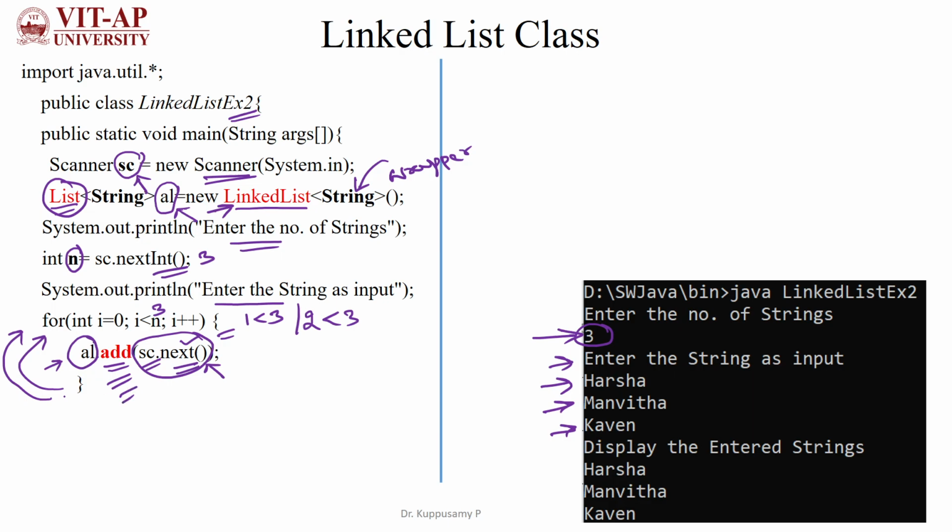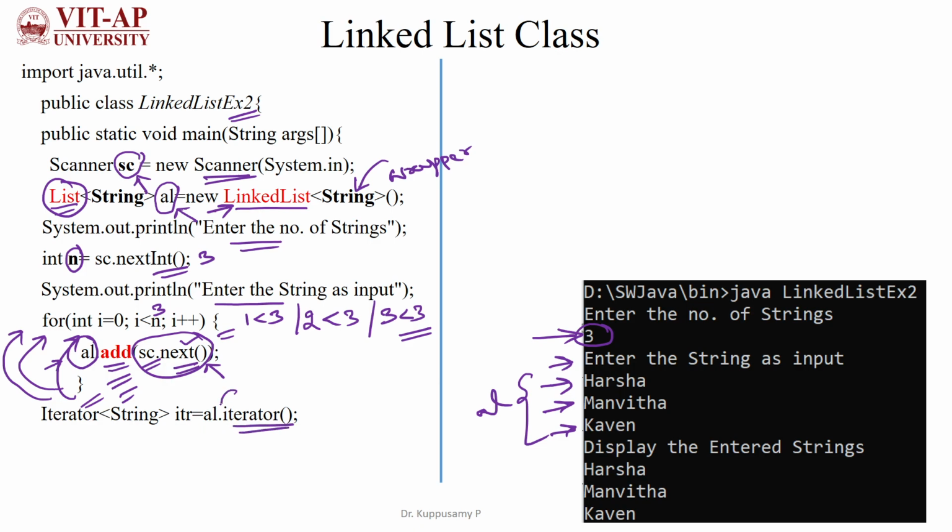So after that, I is incremented to 3, and 3 less than 3 is false, so it will come out of the for loop. Now our al object has these three data, and I am going to display them by using the iterator method.